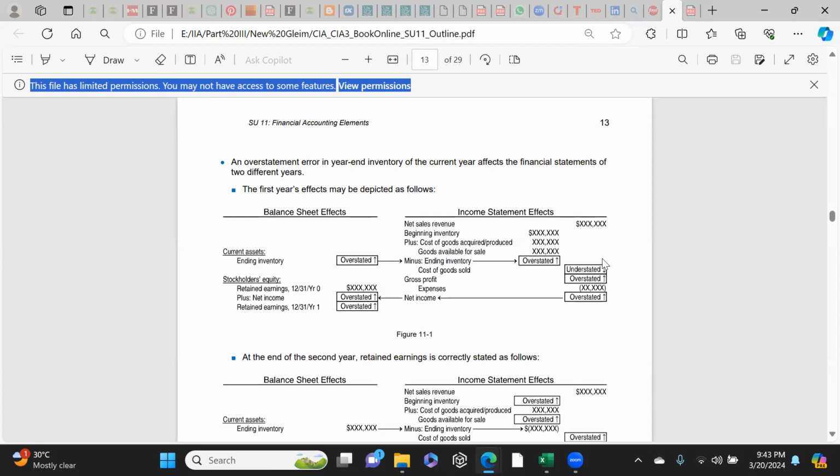Means when you understate the cost, you are overstating the gross profit, as well as the net profit. So all the profits will be overstated since the cost is understated due to the inventory. So if the net profit is overstated, that means the retained earnings also will be overstated. So in the balance sheet, the retained earnings will be overstated. On the other hand, current assets also will be overstated. So the profit and the current assets both will be overstated.